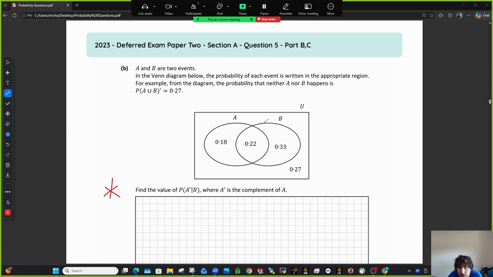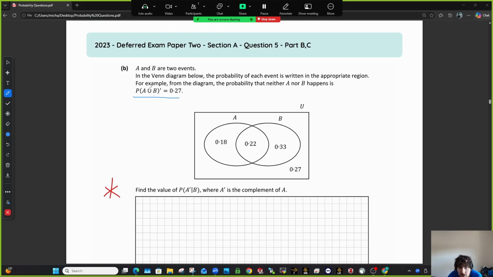So we've got two events, A and B, in a Venn diagram. The probability of each is written in the region, so we don't have to fill that in. And then it gives, for example, from the diagram, the probability that neither of these happens is this. They told us this, but they didn't have to tell us that. We could have seen that ourselves.